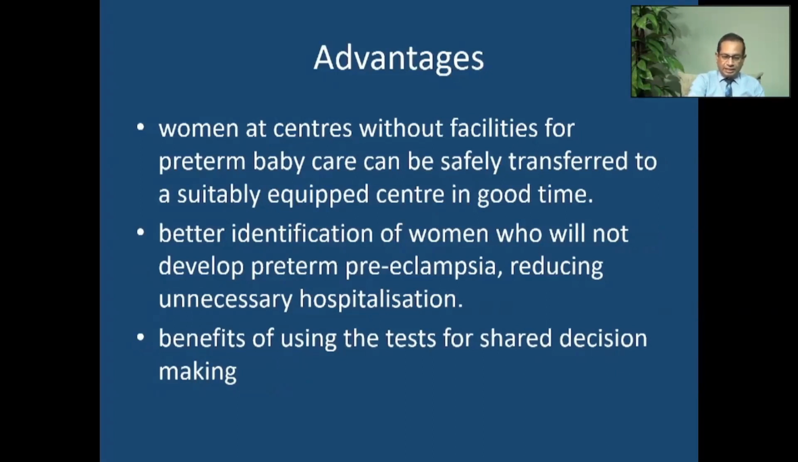And also it's better identification of women who will not develop preterm preeclampsia, reducing unnecessary hospitalization. So this test can be used to reduce the unnecessary hospitalization because of suspected preeclampsia or eclampsia. Benefits of using this test for shared decision making. So this is important for the physician, the obstetrician and gynecologist, the neonatologist and the rest of the team.